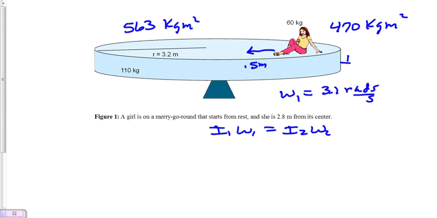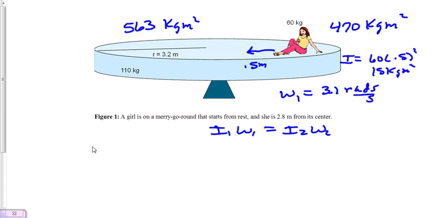So her new moment of inertia I is going to equal 60 times 0.5 squared. Okay, and the new moment of inertia is now going to be 15 kilogram meters squared. The idea is, as she moves in, it'll cause the rotating platform to go faster, because the moment of inertia is going to go down. And this equation is our conservation of angular momentum equation.